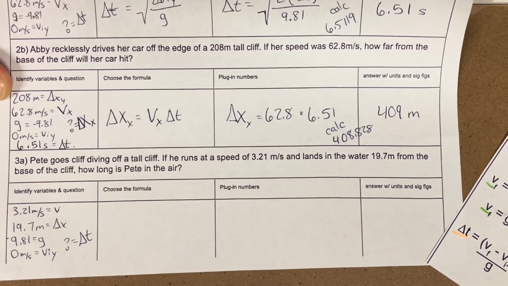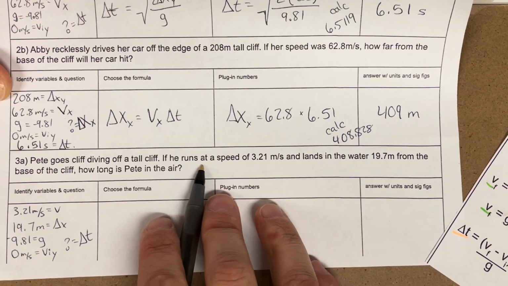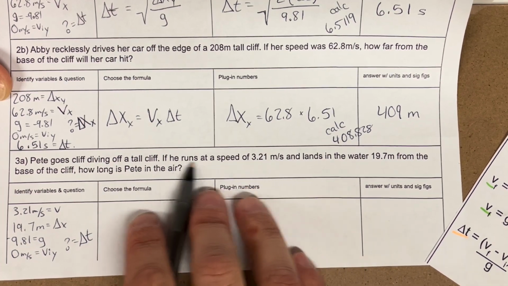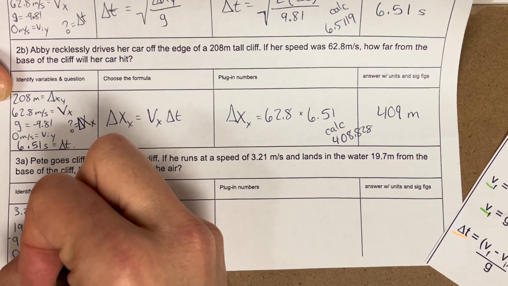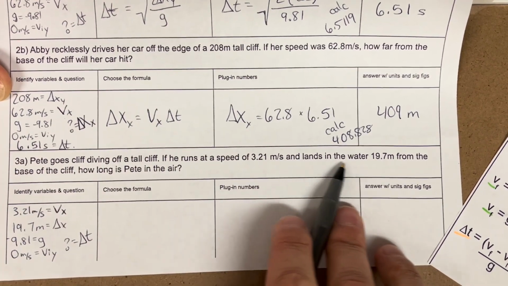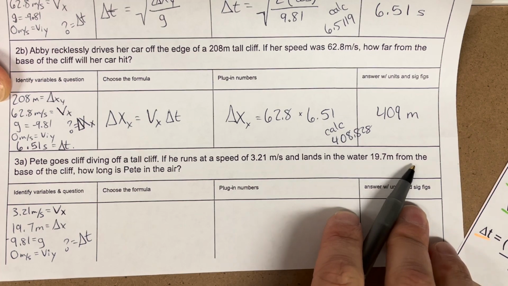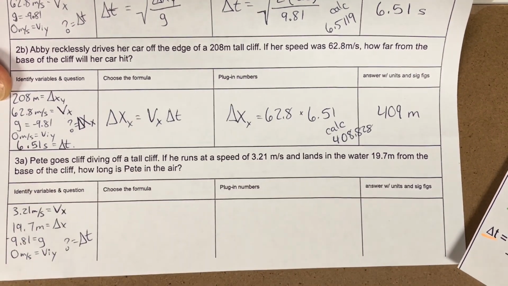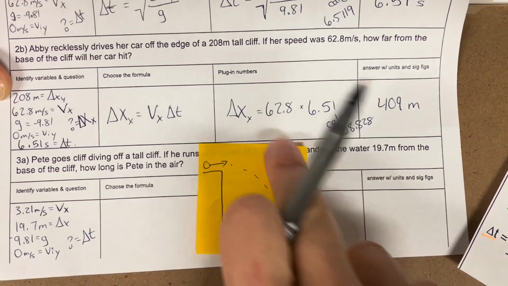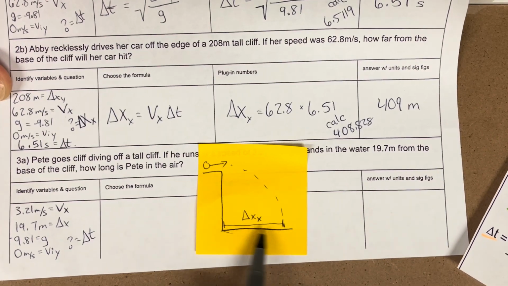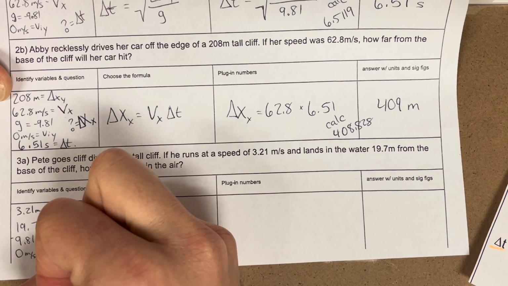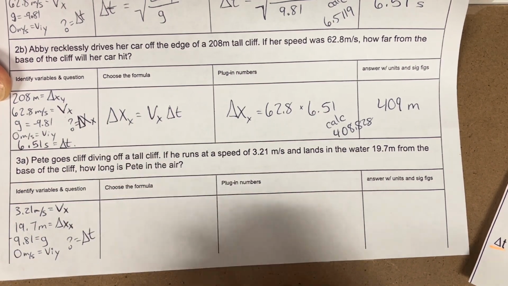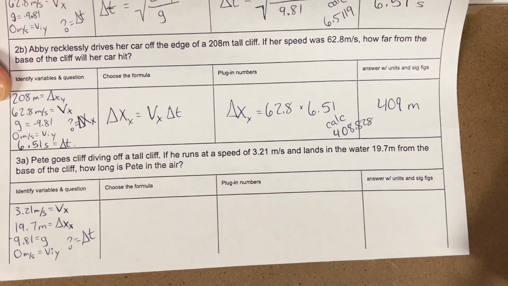Time. Okay, so let's go back to this speed of 3.21 meters per second. That's his running speed, so that's his horizontal speed. And this 19.7 meters, he lands in the water 19.7 meters from the base of the cliff. So again, that one is from the base of the cliff. That's horizontal displacement, so that one is my horizontal delta X. So I'm trying to solve for time.